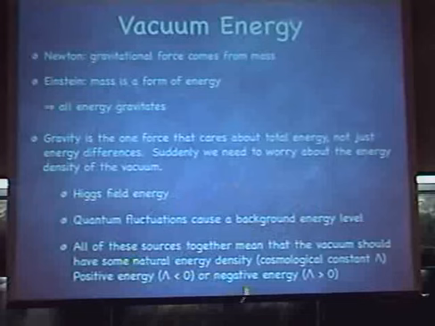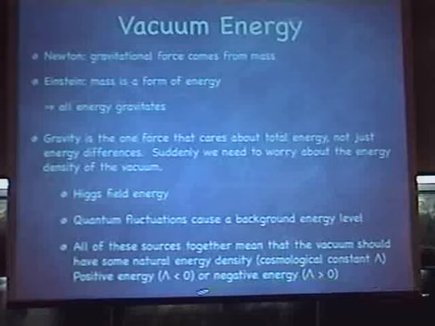And all of them together mean that the vacuum has some natural energy density, which is also called the cosmological constant. And we suddenly need to care about it. We need to understand what its effects are. Now, for unfortunate historical reasons, if the vacuum has positive energy density, then we say that the cosmological constant is negative. And if the vacuum has a negative energy density, then we say that the cosmological constant is positive. That's just one of those historical accidents. It's like Benjamin Franklin deciding that the electron is going to be negatively charged and driving all of the electrical engineers for the next 200 years up the wall.